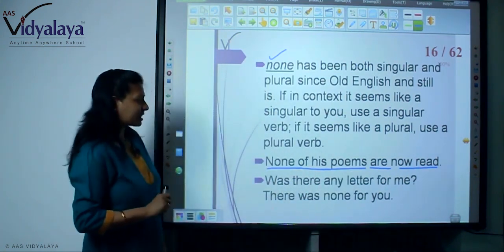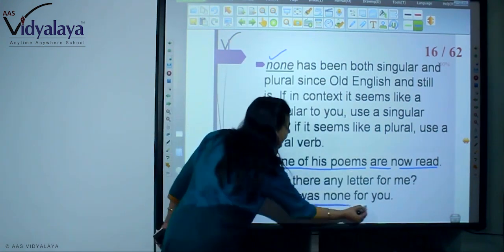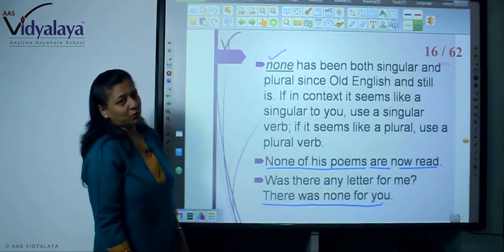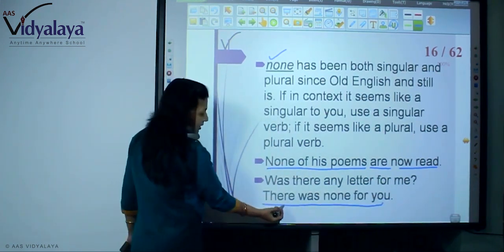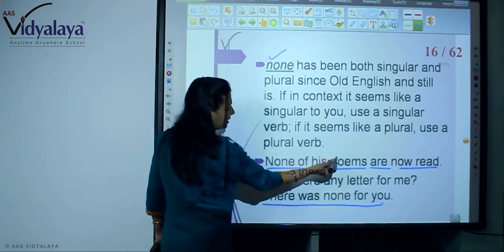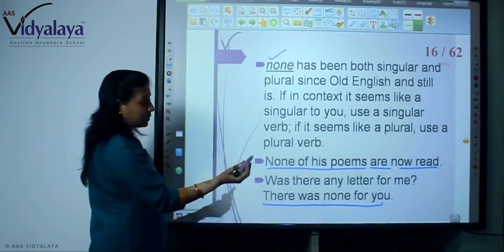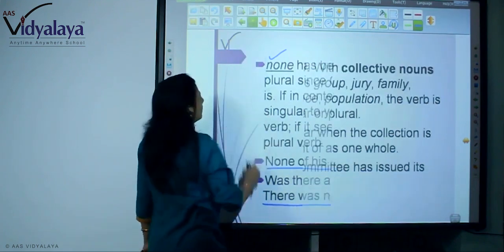Now, "Was there any letter for me?" "There was none for you." No letter for you. So, here "none" is singular, and the verb is according to the subject. In the earlier example, the verb is according to the subject, which is plural.